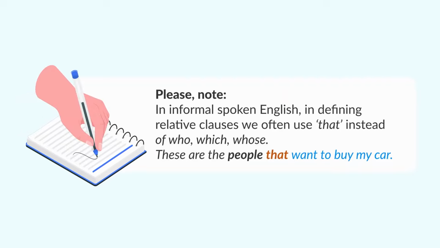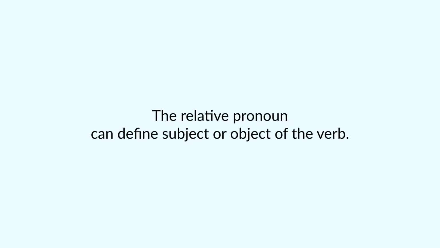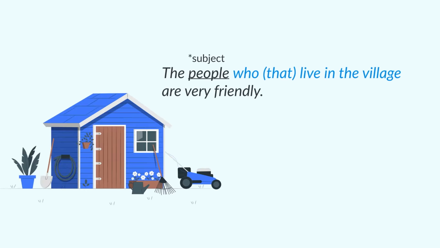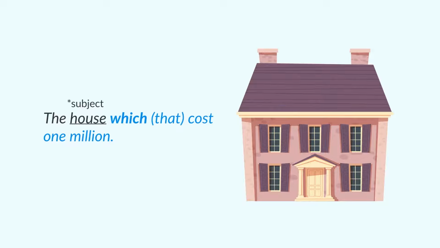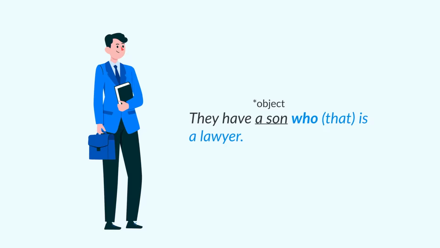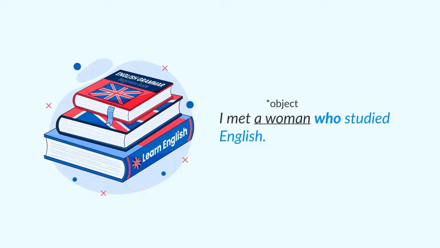Please note, in informal spoken English, in defining relative clauses, we often use that instead of who, which, whose. These are the people that want to buy my car. The relative pronoun can define the subject or object of the verb. For example, the people who live in the village are very friendly. The house which cost 1 million. They have a son who is a lawyer. I met a woman who studied English.